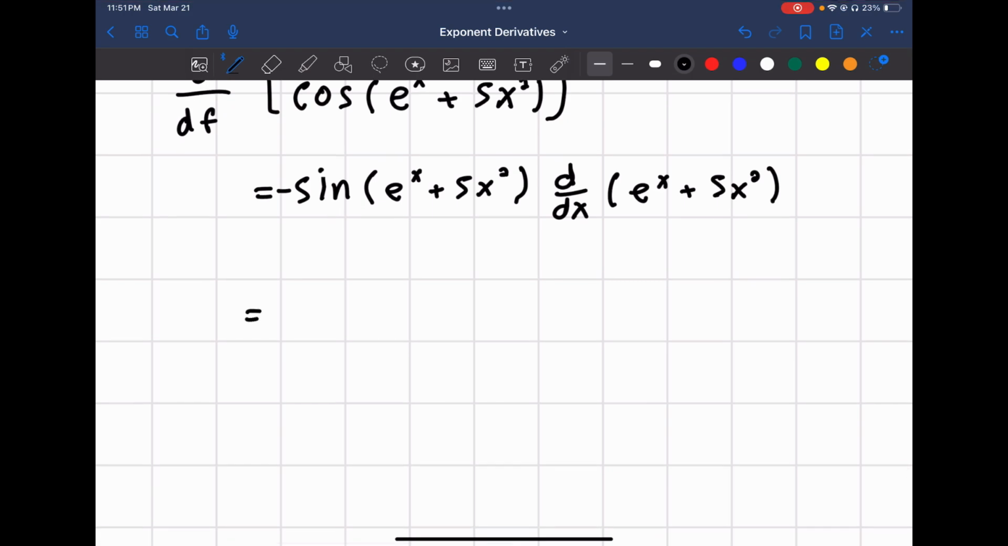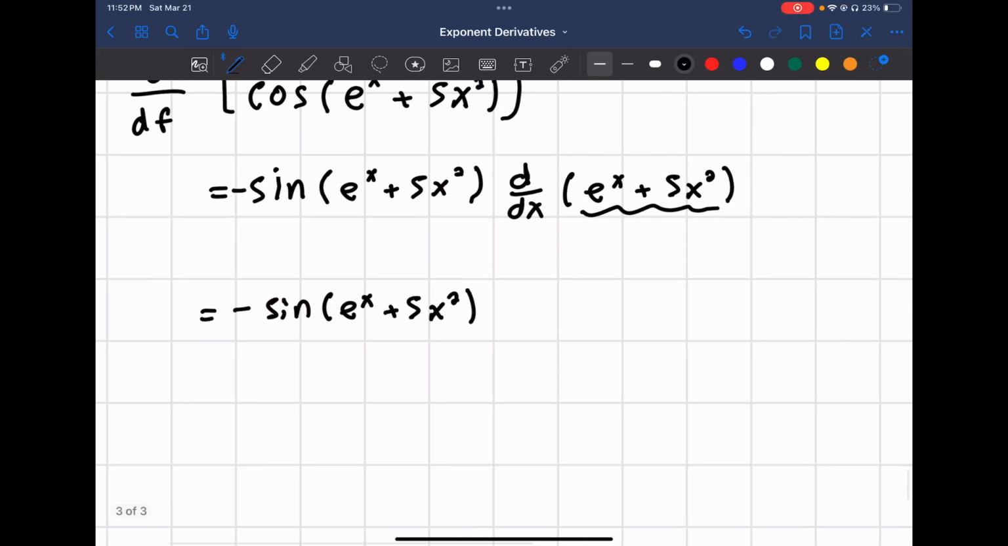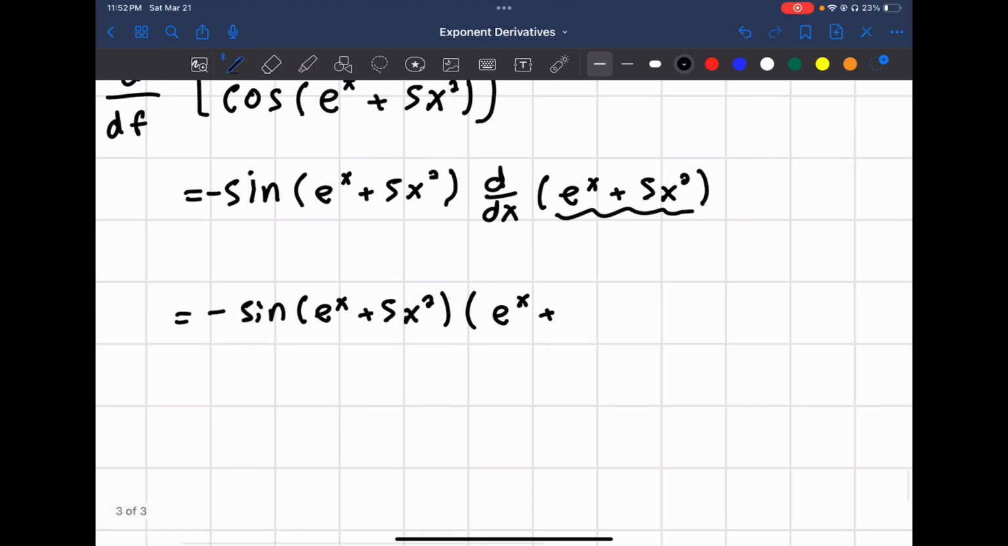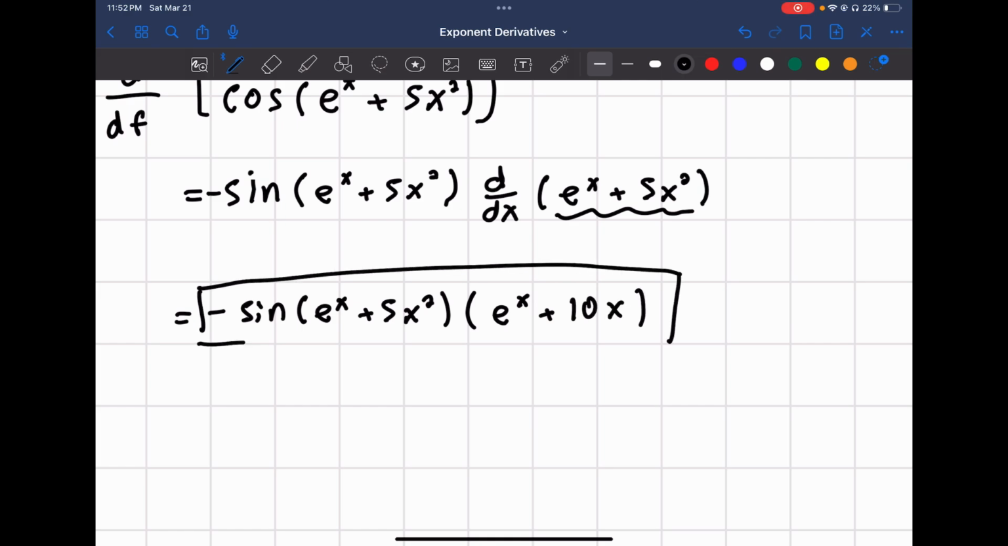And so now we have to find the derivative of this part. So let's carry everything else over. Minus sine of e to the x plus 5 times x to the power of 2, times the derivative of all this. So the derivative of e to the x would just be e to the x, plus the derivative of 5x to the power of 2 would simply be 10x. And here would be our final solution.